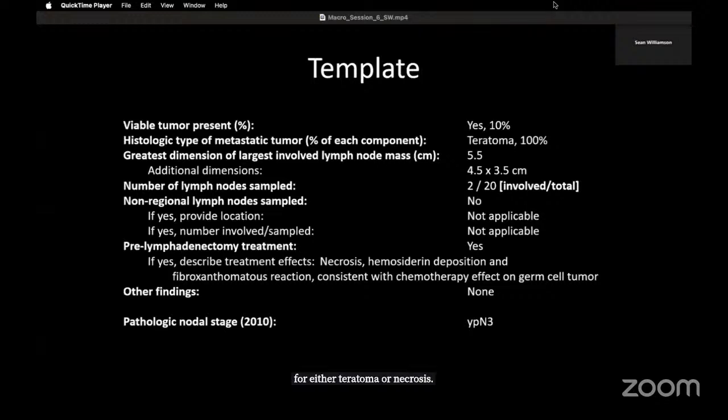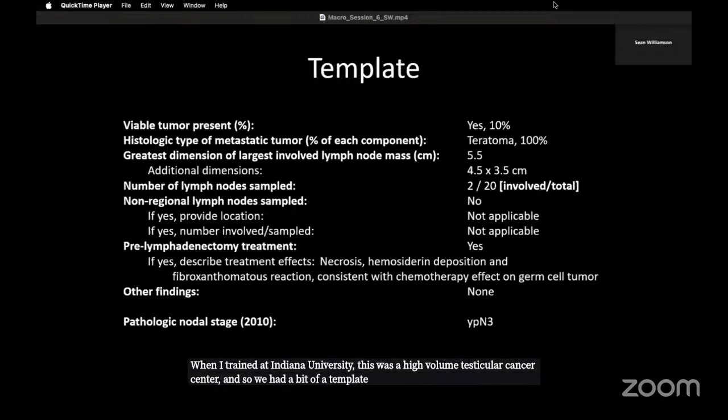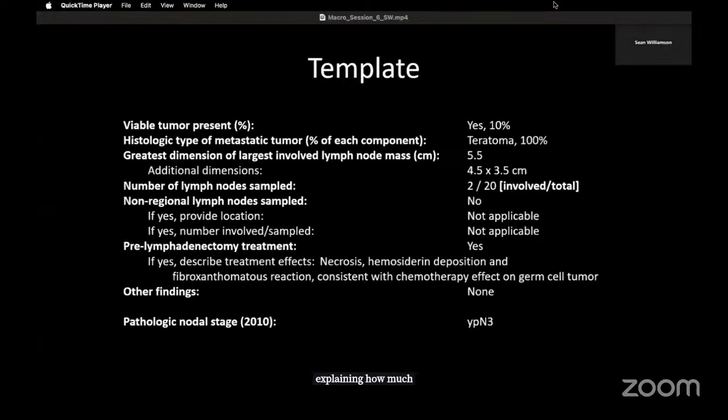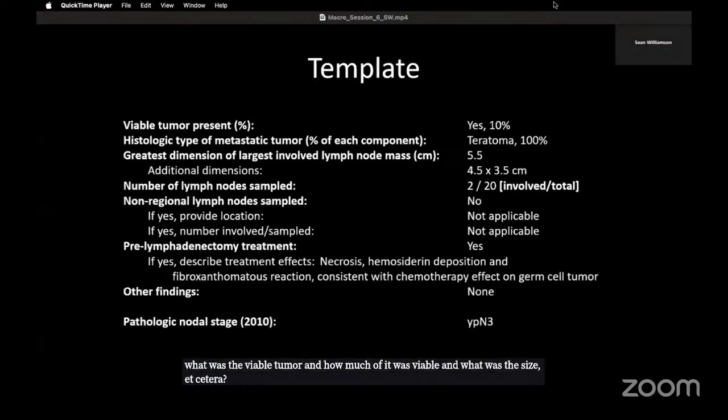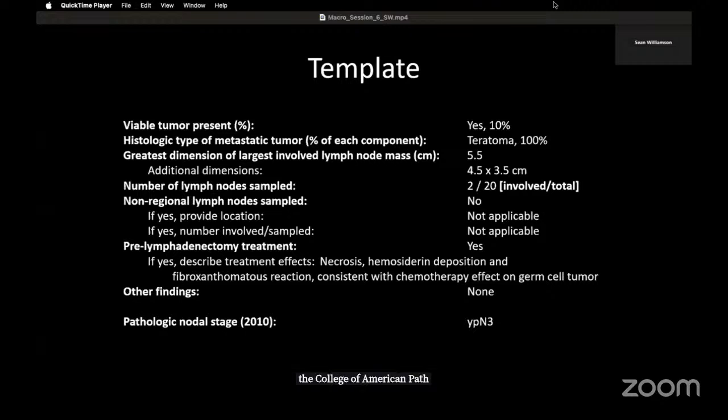When I trained at Indiana University, this was a high volume testicular cancer center. And so we had a bit of a template like this explaining what the viable tumor was, how much of it was viable, what the size was, et cetera. The College of American Pathologists now has a synoptic report for retroperitoneal lymph node dissection.